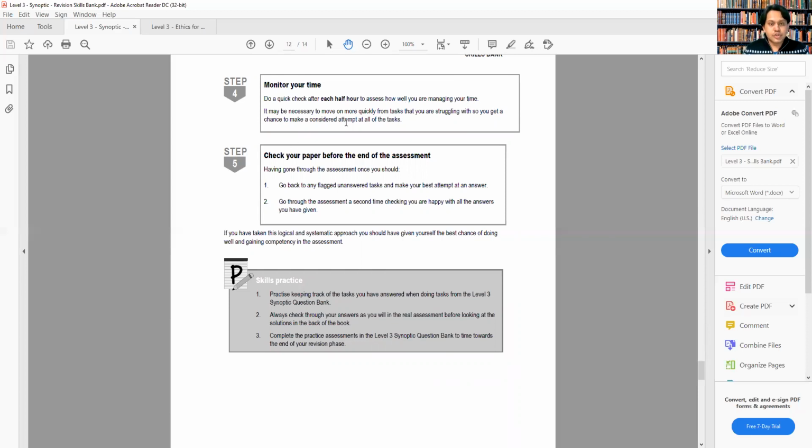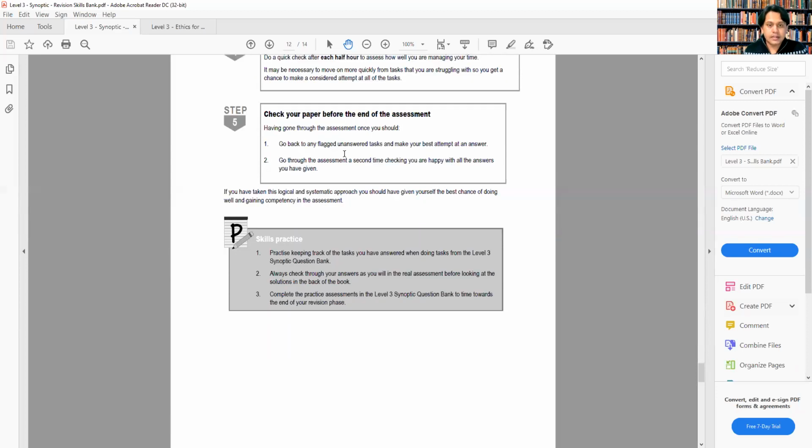It may be necessary to move on more quickly from tasks that you're struggling with, so you get a chance to make a considered attempt at all the tasks. Then step 5, check your paper before the end of the assessment. Having gone through the assessment once, you should go back to any flagged unanswered task and obviously attempt to answer that. Go through the assessment a second time, checking you are happy with all the answers you have given.